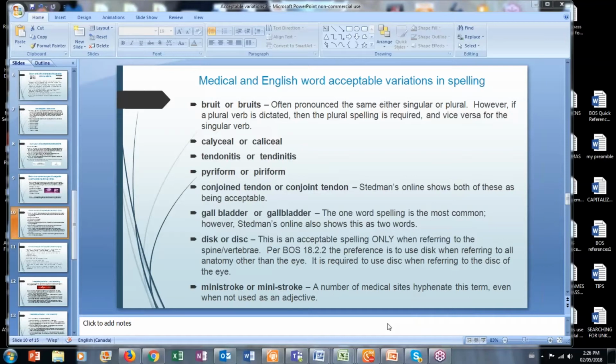They're pronounced the same. It's very hard to know whether I should put an S or shouldn't put an S. So really the only way you can tell sometimes if it's singular or plural is if the plural verb is dictated. Then the plural spelling is required, and vice versa for the singular verb. Did that make sense to everybody?